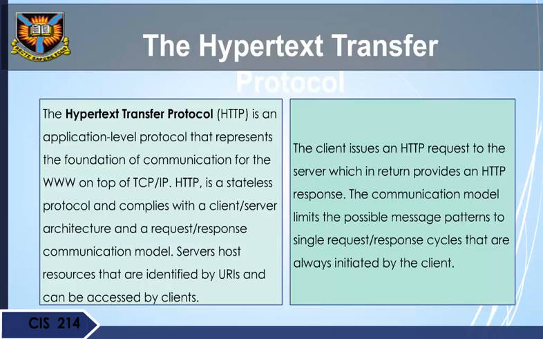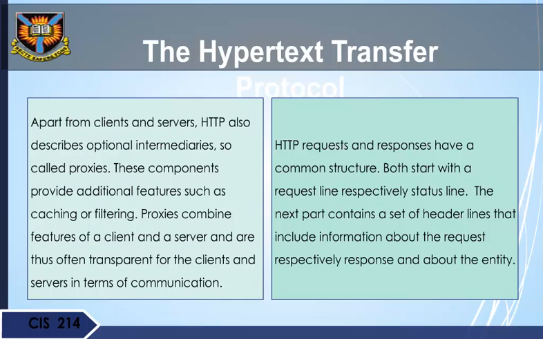The client issues an HTTP request to the server, which in return provides an HTTP response. The communication model limits the possible message patterns to single request/response cycles that are always initiated by the client. Apart from clients and servers, HTTP also describes optional intermediaries, so-called proxies. These components provide additional features such as caching or filtering.